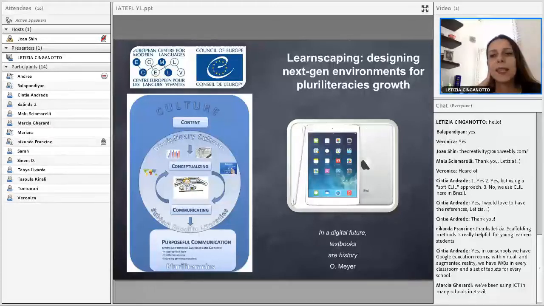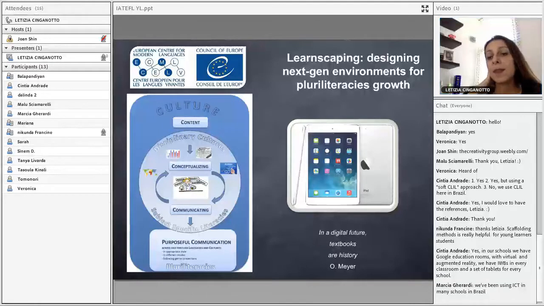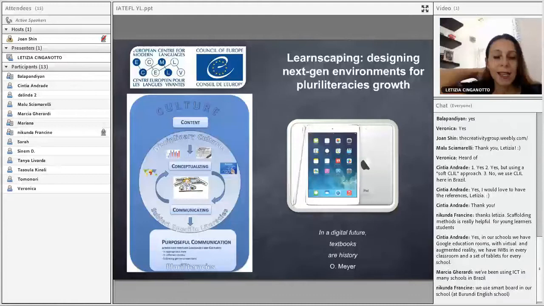So our students' deep learning, trying to develop their pluraliteracy, so their literacy in a wide range of aspects, because in our 21st century we know that our students have to develop a very wide range of competencies, of skills and literacies, and digital is one of them, of course. And as a part of this project, you see here Learnscaping, designing next generation environments for pluraliteracy growth. So you have this focus on the digital book, digital materials, and the digital future, textbooks are history, as Maya said.